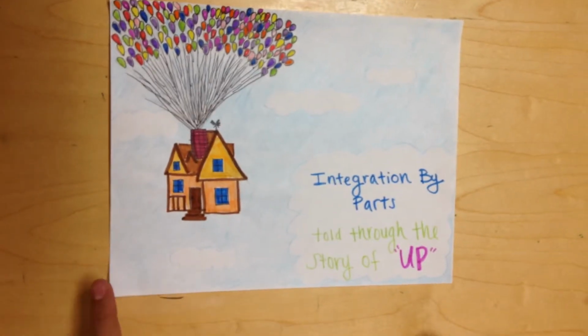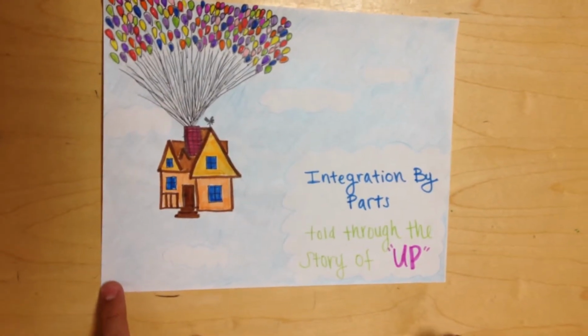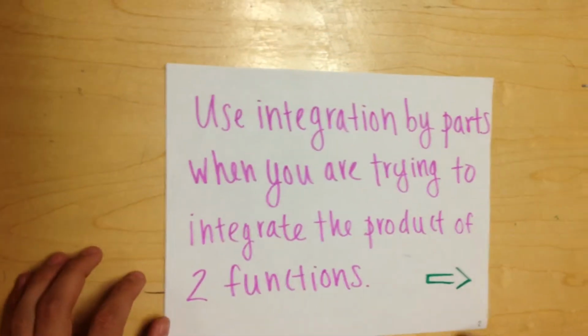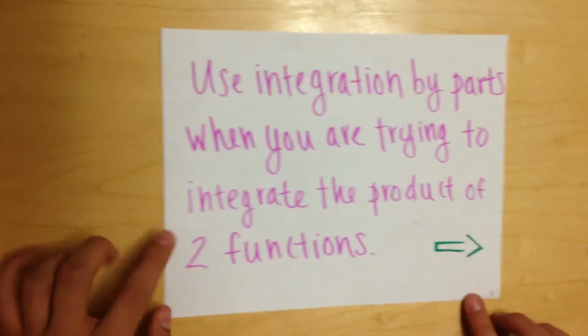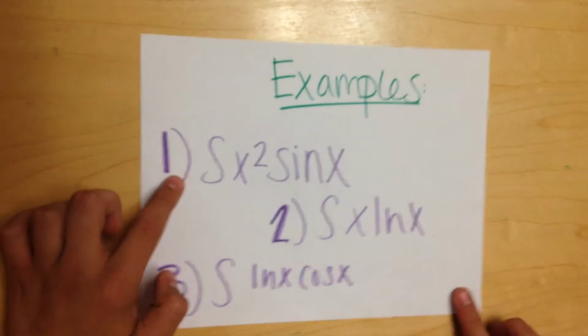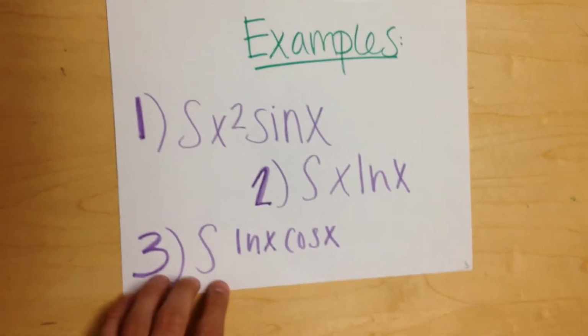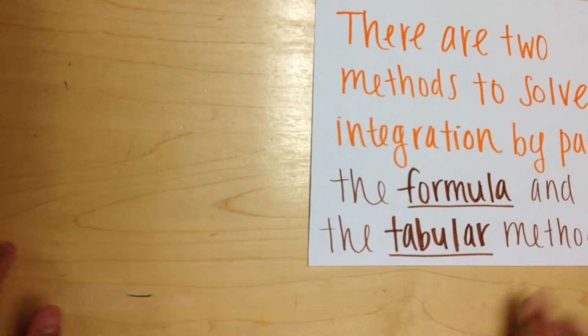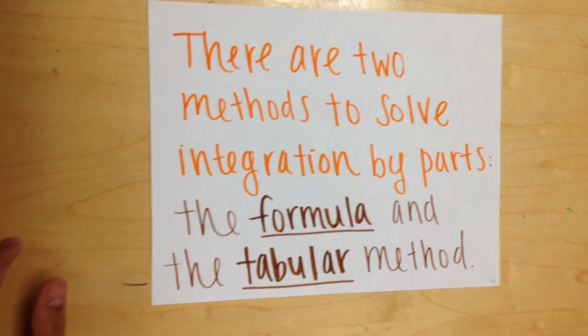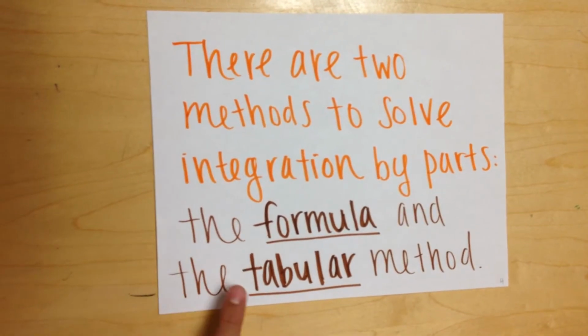In this video, we will learn how to integrate by parts, taught through the story of Up. Integration by parts is used when integrating the product of two functions, for example, when integrating x squared sine x, x ln x, and ln x cosine x. There are two methods to solving these equations, the formula method and the tabular method.